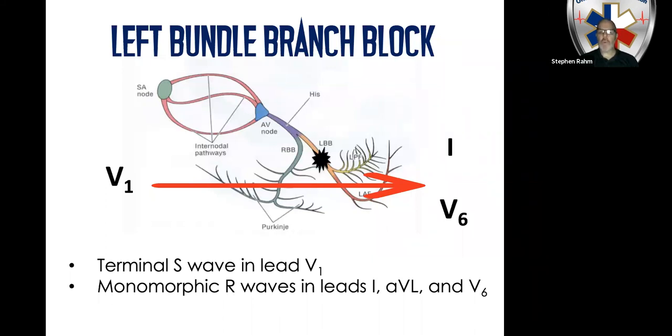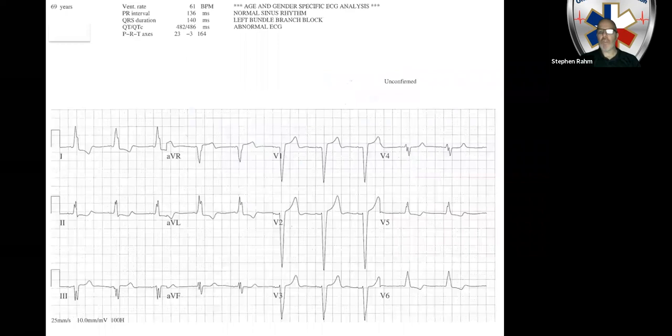And because the terminal force is coming towards your leads 1 and V6 cameras, so to speak, you would expect to see monomorphic R waves in those leads, as well as in lead aVL, because 1 and aVL are your high lateral leads, and V5 and V6 are your low lateral leads. So really, you could more likely see a monomorphic R wave in leads 1, aVL, V5, and V6, but certainly in 1, aVL, and V6. So your terminal wave is going away from the V1 camera. This is a pretty classic left bundle branch block pattern.